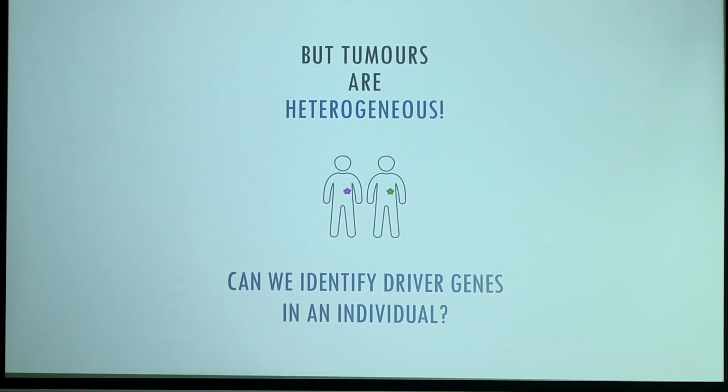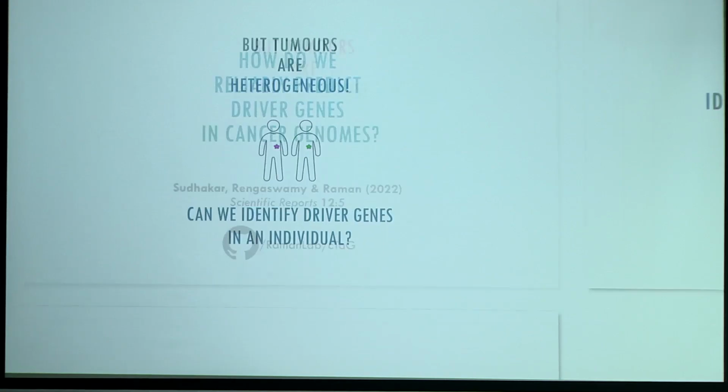Meaning, the same gene might be a tumor suppressor gene in one individual, and it could be an oncogene in another individual having the same cancer. Or it could be in the same person with different cancers and so on. So how do you actually carefully identify the role of these genes in the development of cancer?